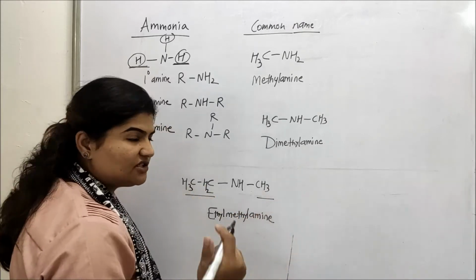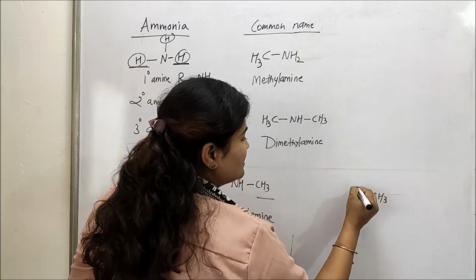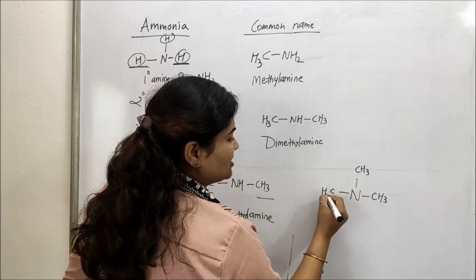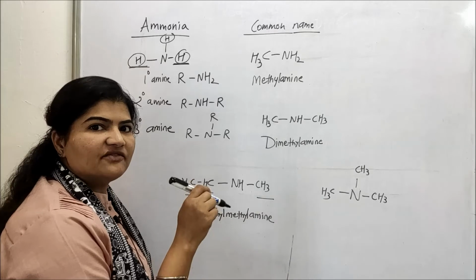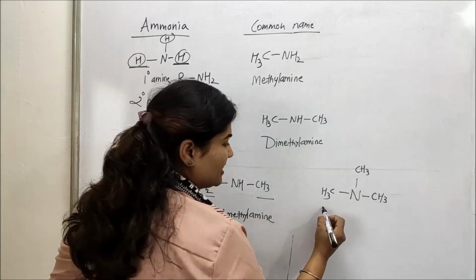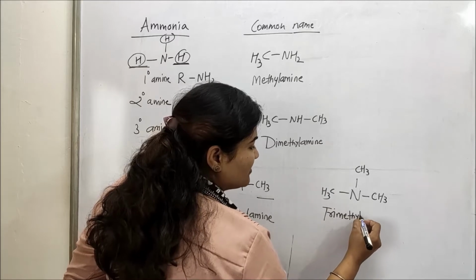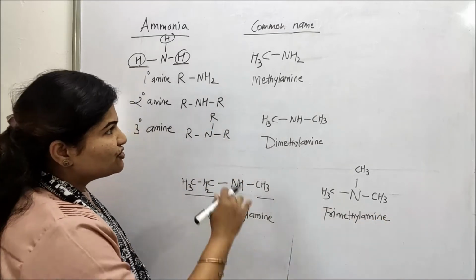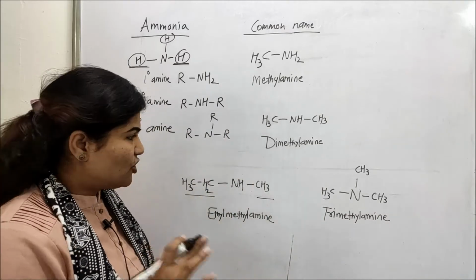Now coming to tertiary amines, I will take an example of N, CH3, CH3, CH3. All three groups are similar. In that case, what I will do is trimethylamine. So it is very simple actually. Whatever groups you are having, just arrange them alphabetically. So this is how common names are given. I hope you are understanding the common names.